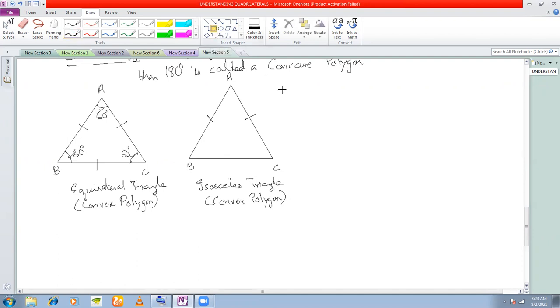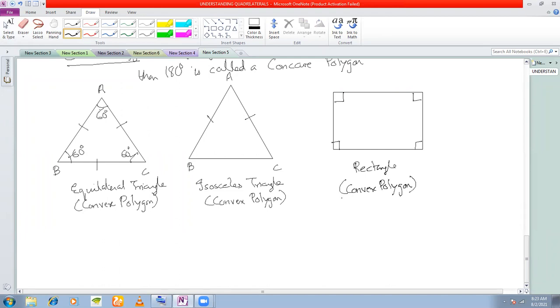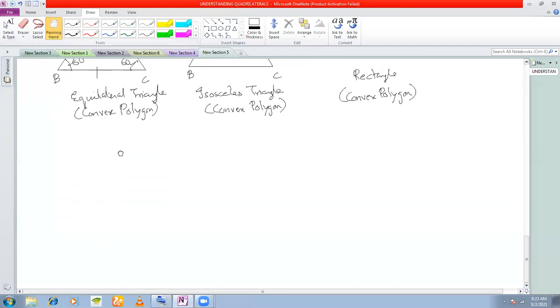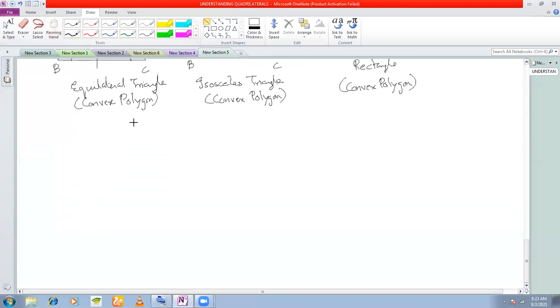Let us say a rectangle. Each interior angle of a rectangle, you know, is 90 degrees, which is less than 180. Therefore, it is a convex polygon. Okay, let us say this hexagon here.